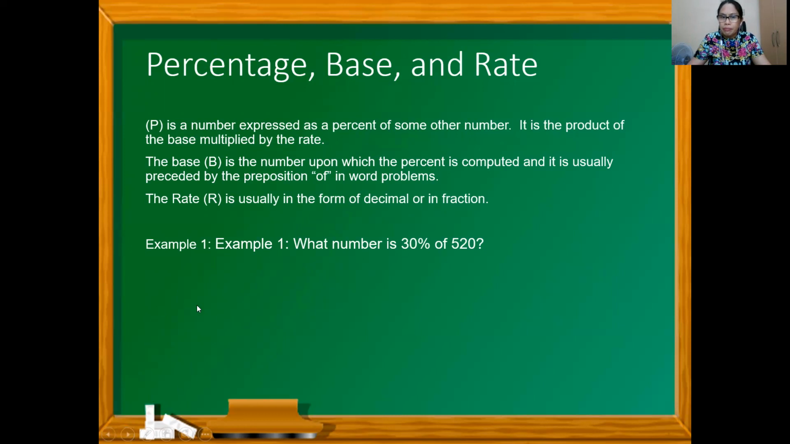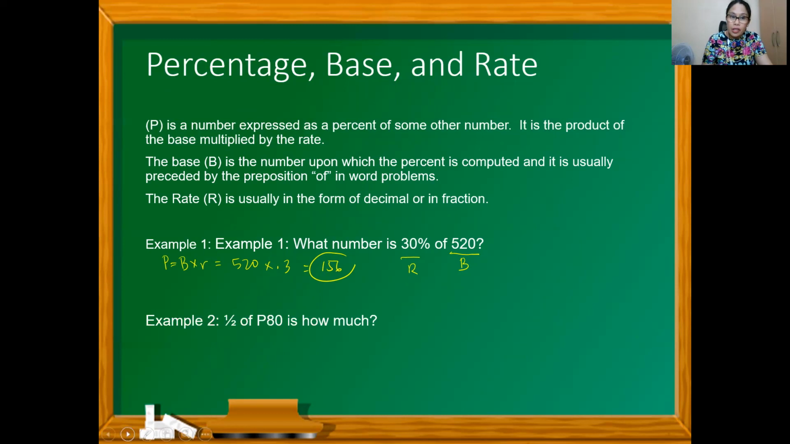So example 1, what number is 30% of 520? This is preceded by the preposition of. So we assume that this is the base and this is the rate. We're asked to solve for the percentage, and percentage equals base times rate. Substituting the given in the problem, this is 520 times 0.3. 30% when converted to decimal is 0.3. So this is equal to 156. Okay. So that's solving for percentage.